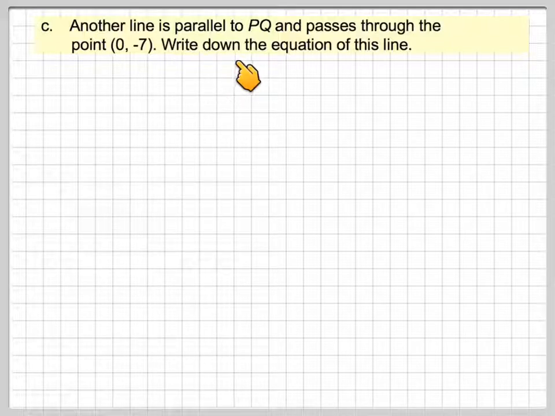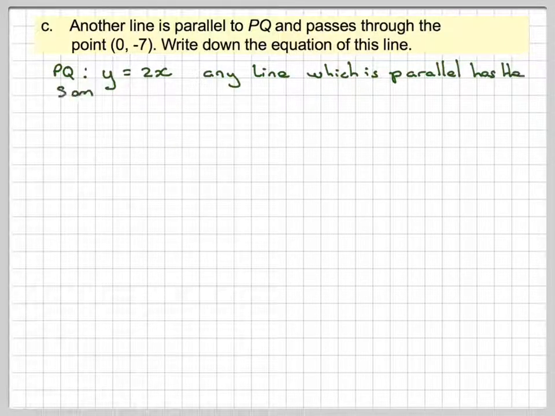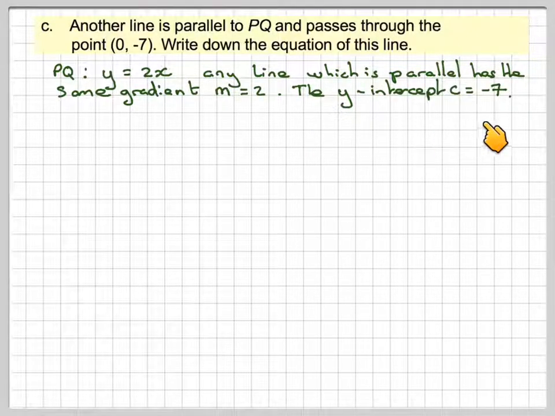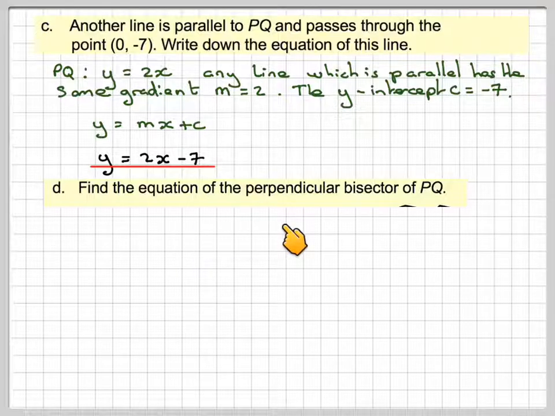Another line parallel to PQ passes through the point (0, -7). Write down the equation of this line. Well, any line parallel to this will have the same gradient, which is 2. And therefore the y-intercept is -7, because this is the coordinates of the y-intercept, (0, -7). So the equation of the line is y = mx + c, so it's going to be y = 2x - 7. That's the answer.